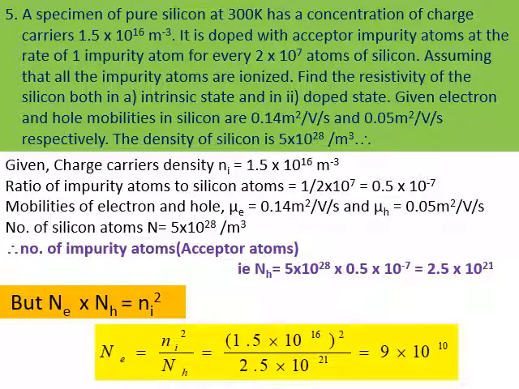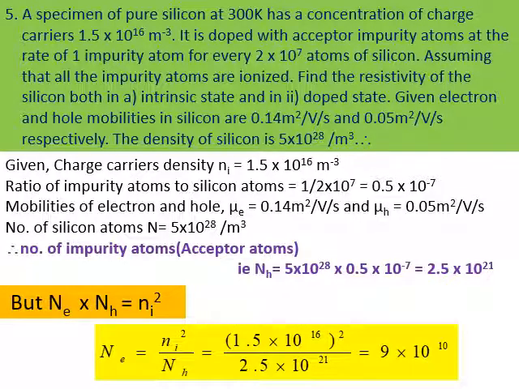So I can easily calculate the number of impurity atoms, or acceptor atoms, that are present, which is the total number of silicon atoms, 5 × 10^28, multiplied by the ratio of the impurity atoms, 0.5 × 10^-7, which gives 2.5 × 10^21.